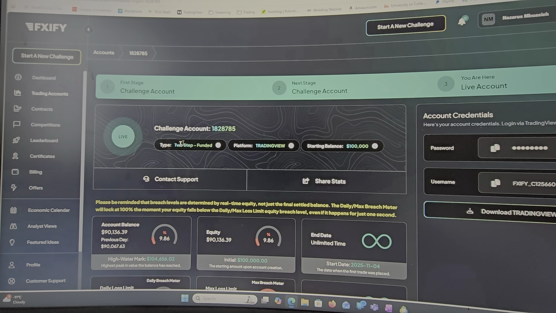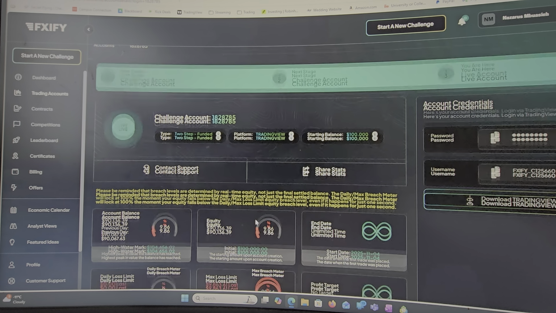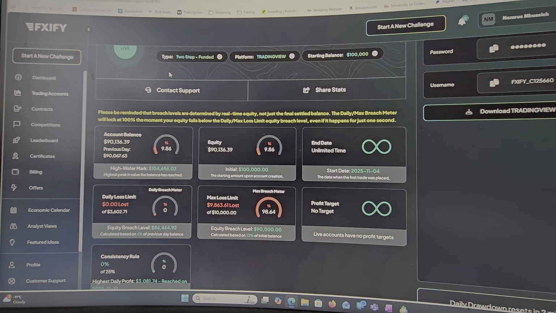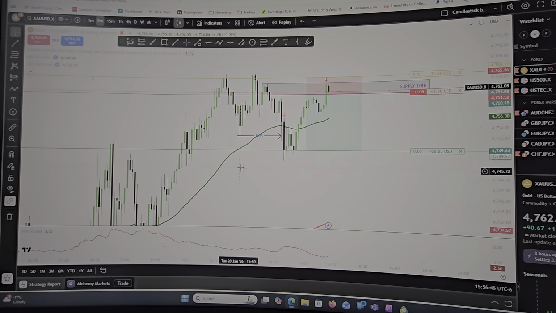Yeah, so this is my two-step funded. As you see, I did pass the first challenge, pass the second challenge. Now I'm at a live account, which is almost blown. So now I'm managing my risk very, very carefully, working with very, very small amounts to see if I can rebuild the account.